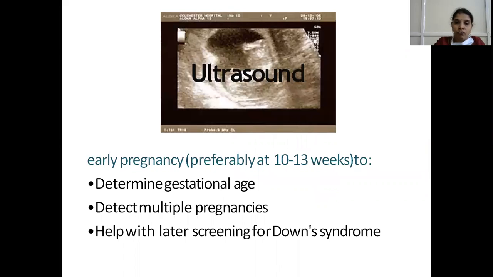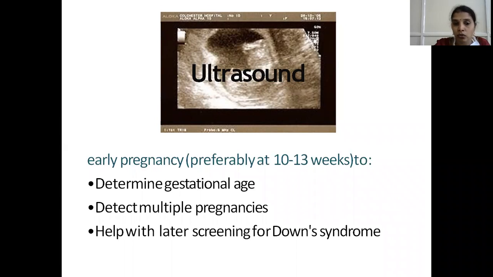And in the first trimester, we have to do one ultrasound in early pregnancy, preferably at 10 to 13 weeks. Why is it important at 10 to 13 weeks? To determine the gestational age. Usually, gestational age is determined by the last menstrual period. But in case of irregular cycles, we cannot rely on the last menstrual period, so we can measure the gestational age based on the early scan.